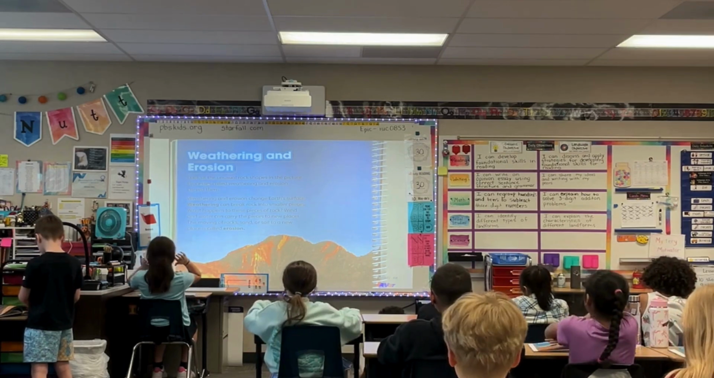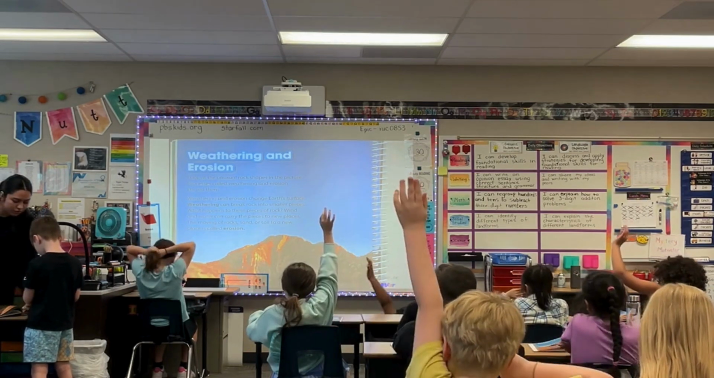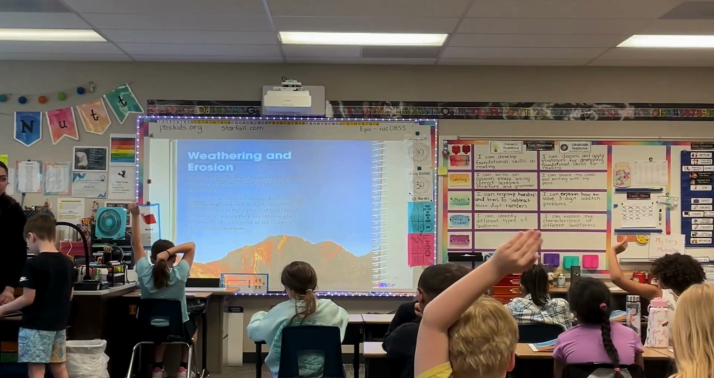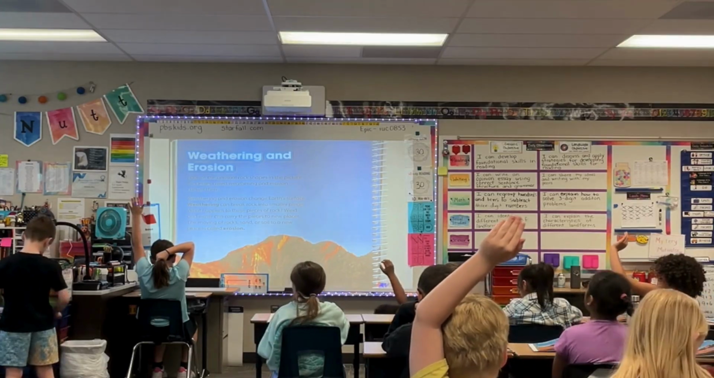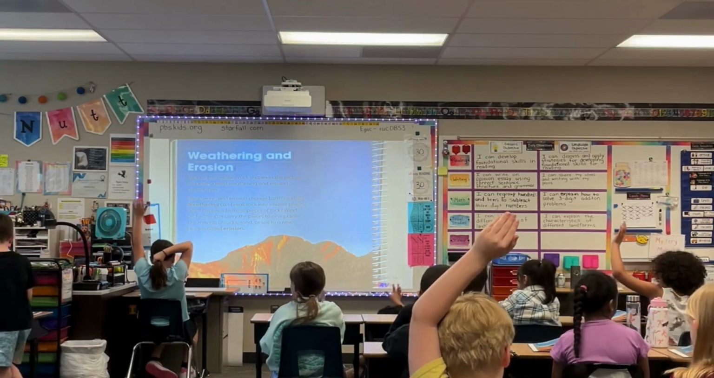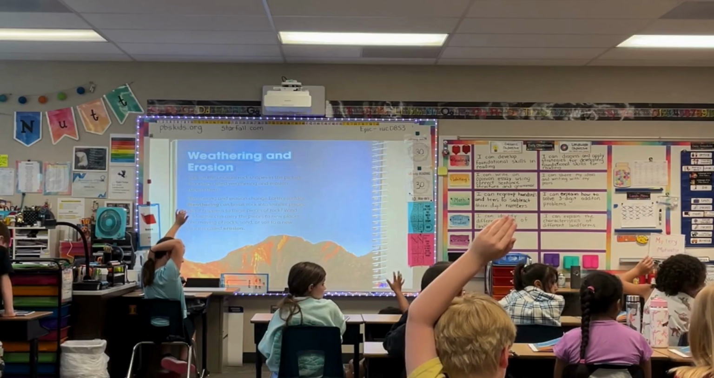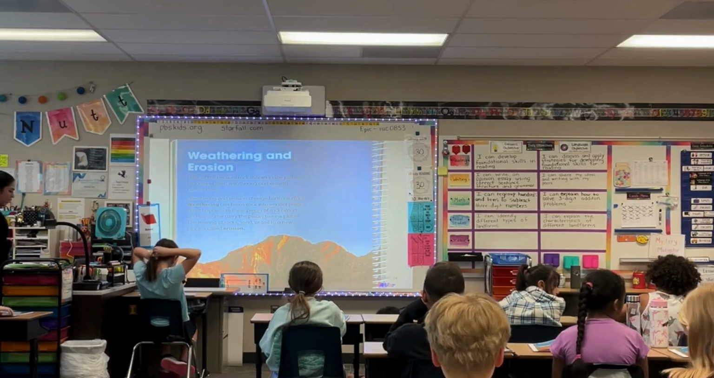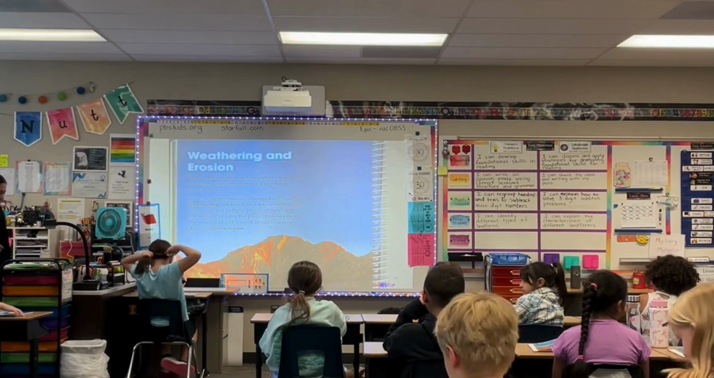What is the title of this page? Can you scoot your desk back where it's supposed to be? And Nora, can you answer my question? Weathering and erosion. Weathering and erosion.